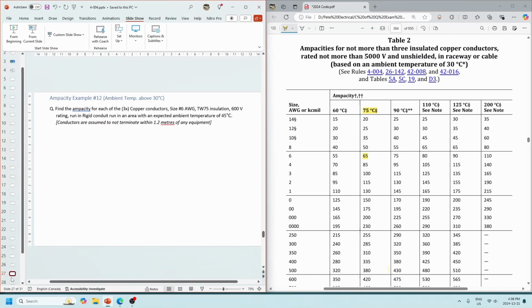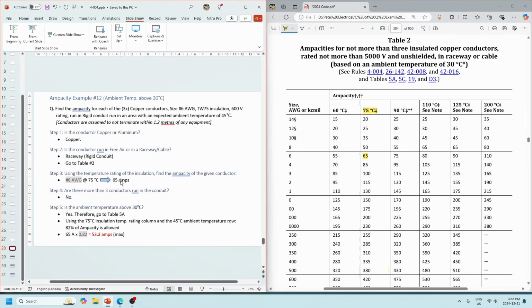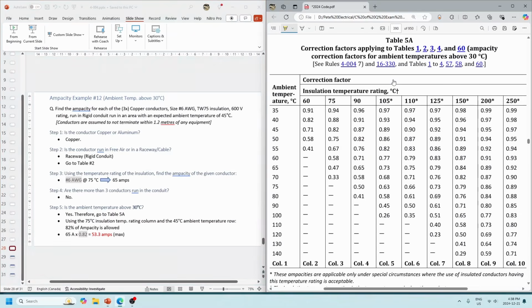Let's bring the answers up here. Okay, so it was in rigid conduit, went to table 2, found for number 6 in the 75-degree column is good for 65 amps. There's no more than 3 conductors run in the conduit, so you don't have to worry about table 5C, but we are above 30 degrees C. We're at 45. So let's go to table 5A.